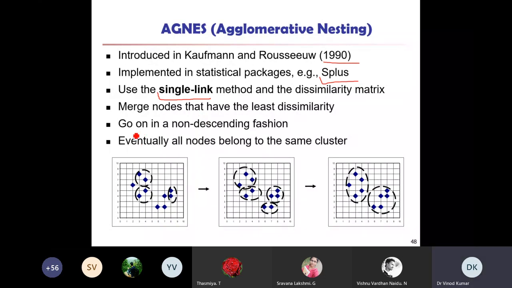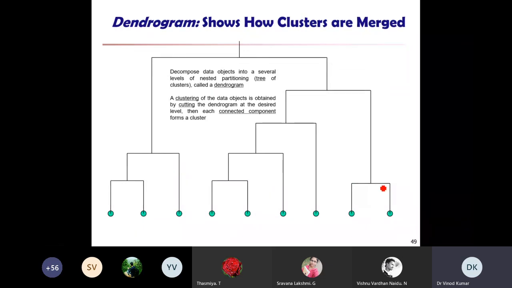So we will go on in a non-descending fashion. Then eventually all nodes belong to the same cluster, meaning one cluster will be formed. Initially we start with single-object clusters, then we come up with 2, and later on we will come with only one cluster. You can see this structure here; this is called the dendrogram.